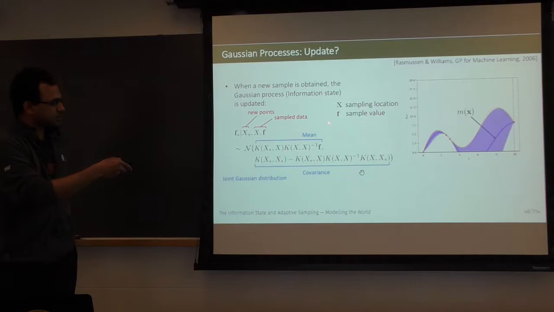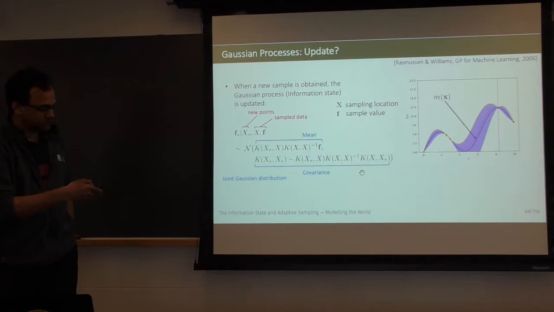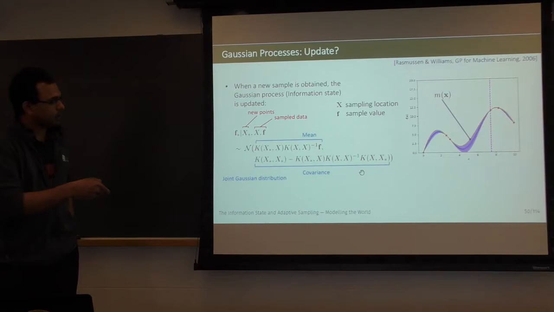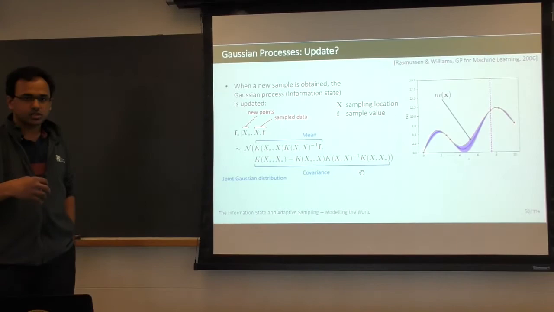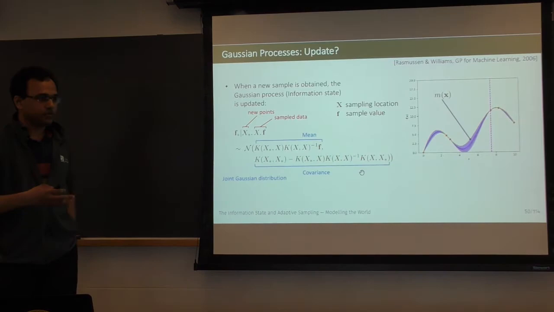So just to show this pictorially, this is my starting Gaussian process, and let's say I sampled it somewhere here, and then the updated Gaussian process is this. So if you see the mean curve, that shifts, and so does the covariance. And let's say I do another sample, and now the covariance really reduces, and I have a more accurate picture of the mean. So this is how I incorporate samples, or new information from the world, into updating my information state, which is modeled as a Gaussian process.